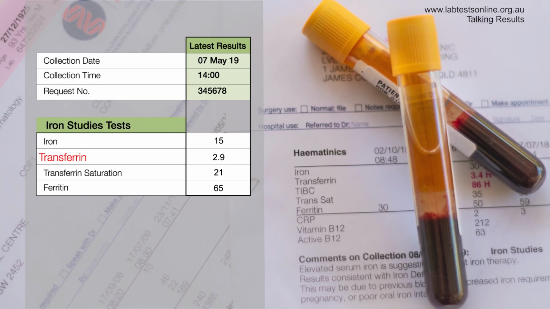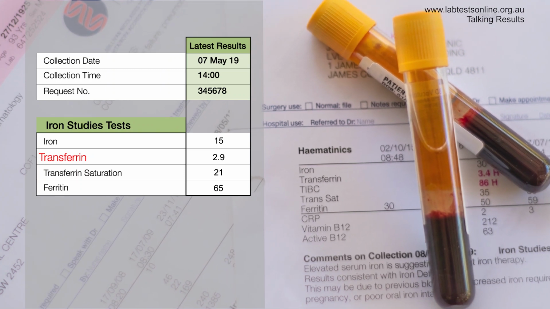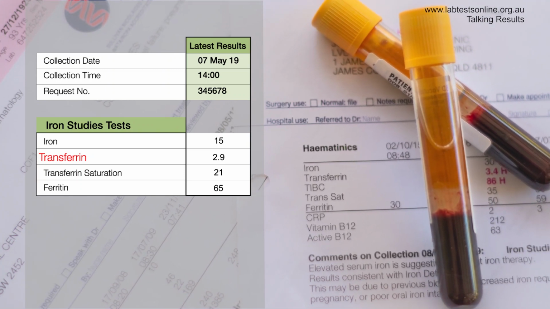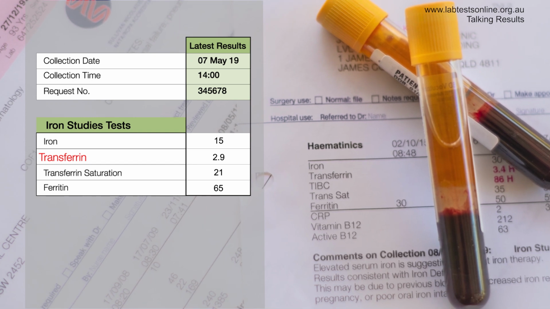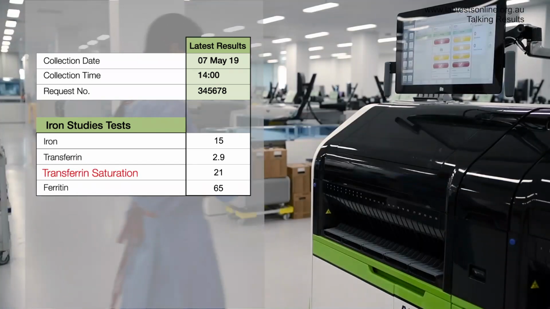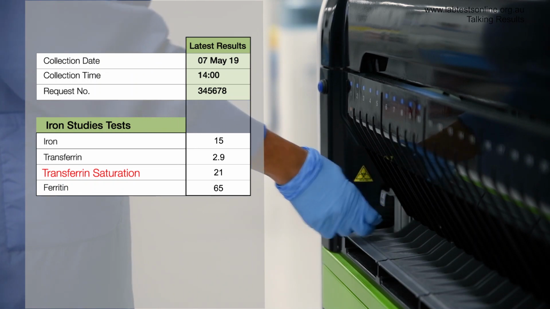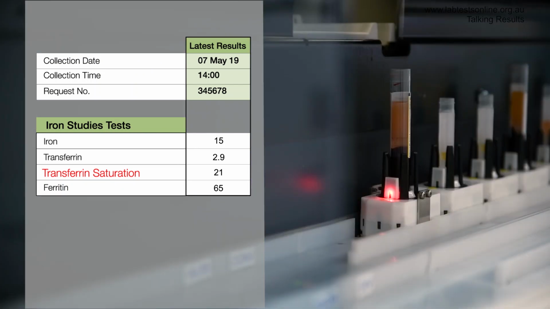Next, transferrin. Transferrin is a protein that attaches to iron and transports it around the body in the bloodstream. Next, transferrin saturation. This is calculated from the iron and transferrin results.